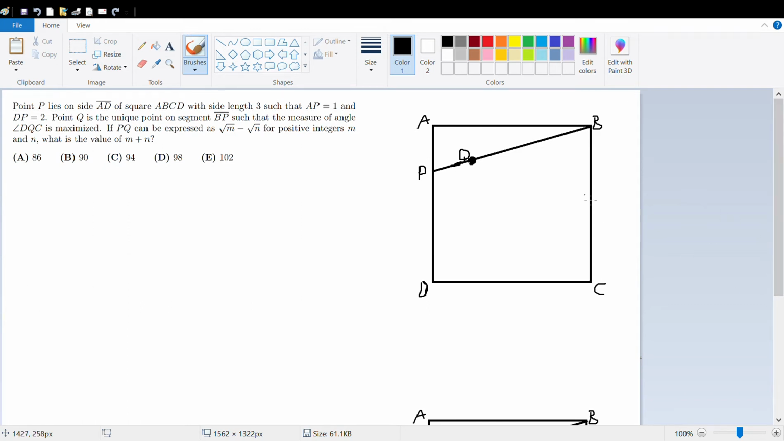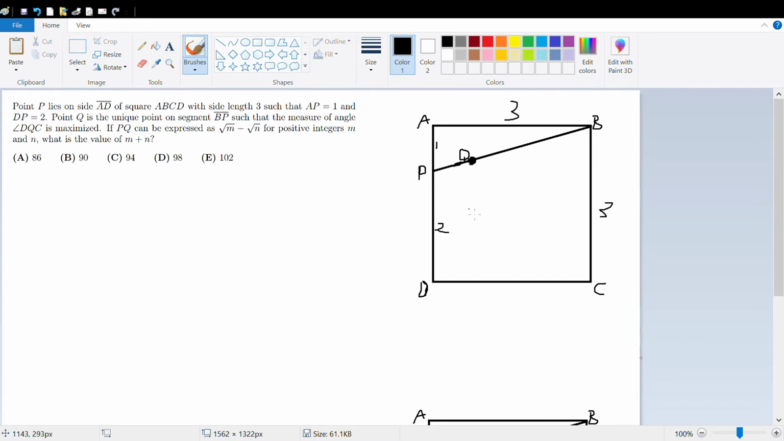Okay, in this problem we have a square ABCD with a side length of 3, and we choose a point P along side AD such that AP is 1, so then PD is 2, and then we choose a point Q along PB such that it maximizes angle DQC.